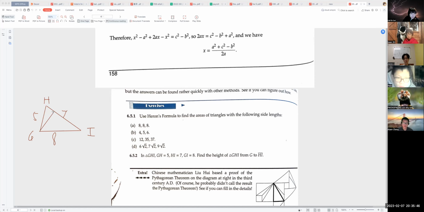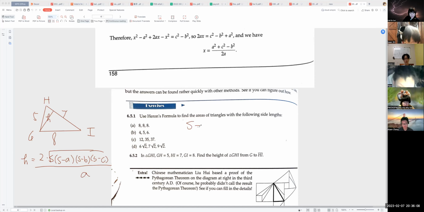Okay, so let's take a look at this one, everybody. So I want to find out the height based on HI. So we know the height is what? It is 2 times square root of S times S minus A times S minus B times S minus C, all over A, okay? So for this question, what is S? 10. Okay, so the inside is very easy. So it's 10 times 2 times 5 times 3 and square root and times 2. But my question is, what are you going to divide it by?